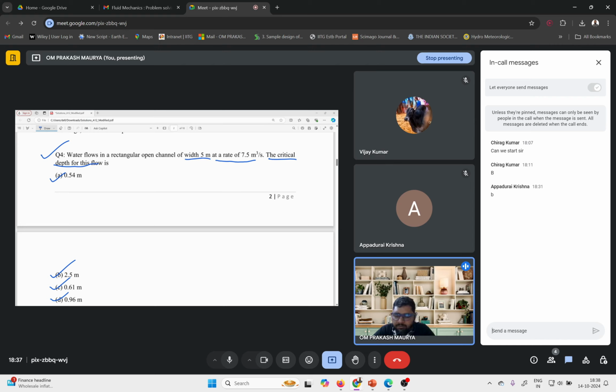So after 2-3 minutes I will solve. So please try to solve and try to give your answer. Try to write your answer in the chat box. Which option is correct? Whether A, B, C, D.